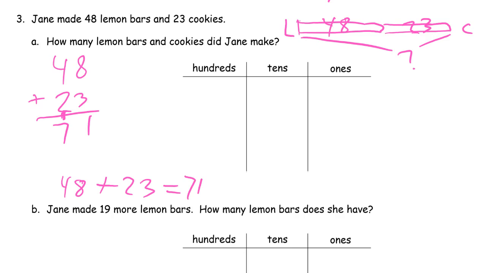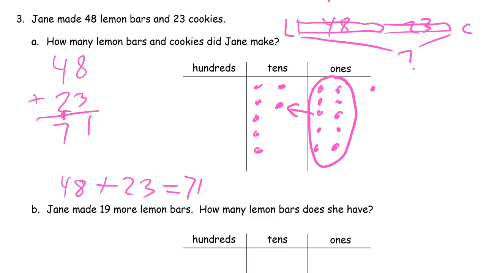And if we draw it out, it's going to be four tens for 48. One, two, three, four, and eight ones. One, 4, 5, 6, 7, 8. And the 23 is going to be 2 tens and 3 more 1s. 1, 2, 3. Going to bundle those 10. That's going to be another 10. And then you can see we have 7 tens and a 1. Jane made 71 treats, or you could write lemon bars and cookies.